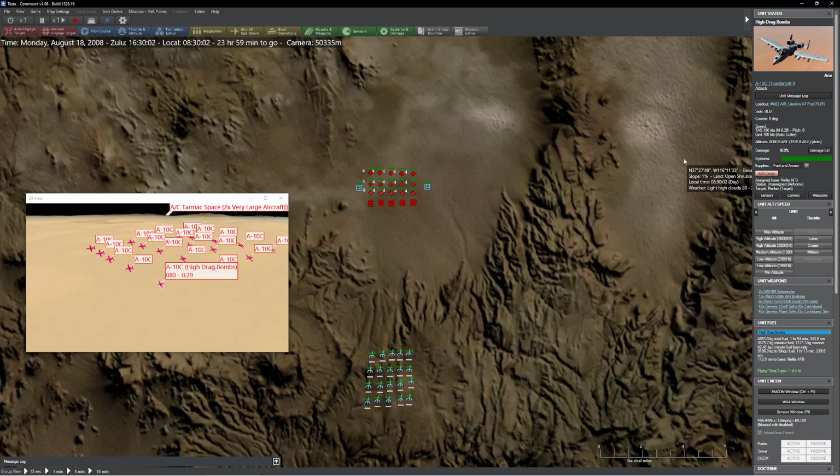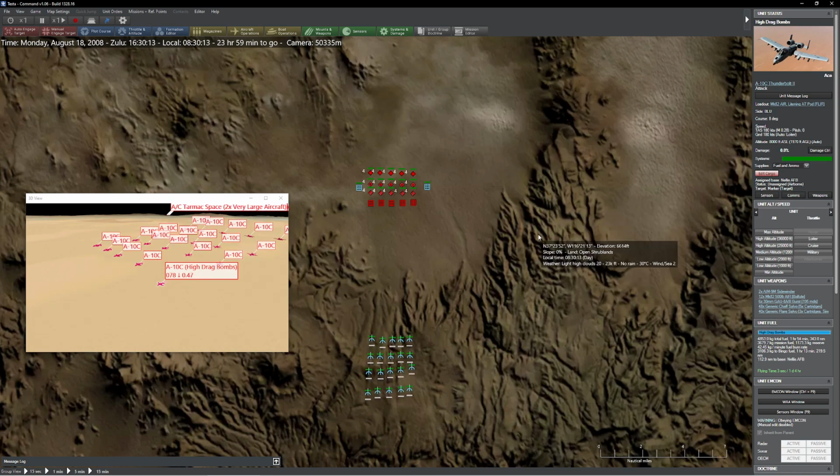Hello everyone, in today's video we're going to be taking a look at the effectiveness of different types of air-to-ground weapons against different types of targets. For the purpose of this little examination, I've set up a little bit of range over here at the NTTR, and we're basically going to be experimenting with different types.